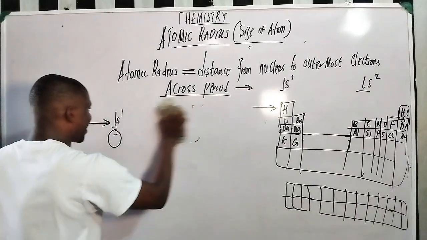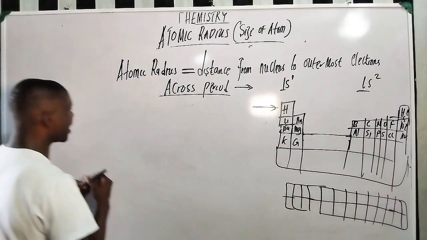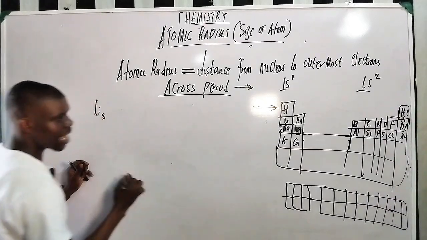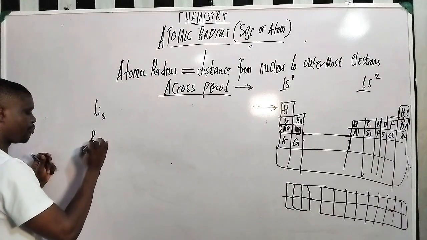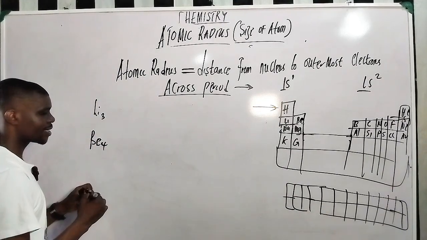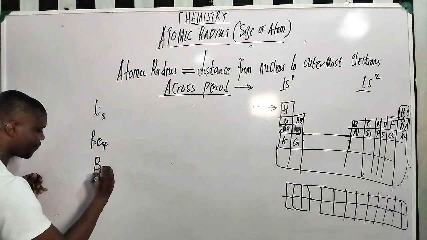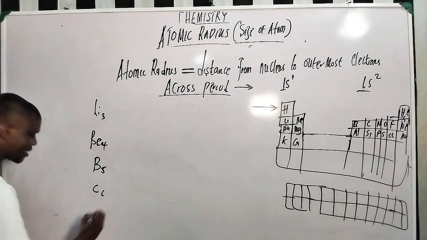Now let's look at the second energy level. Elements in the second energy level: here we have lithium, which is 3. Beryllium is 4, right? Boron is 5, right? Carbon is 6.